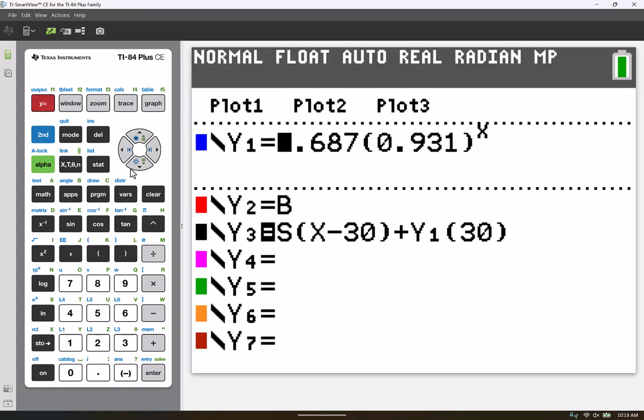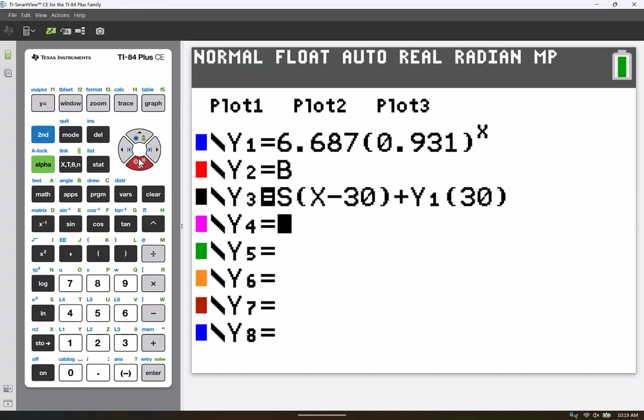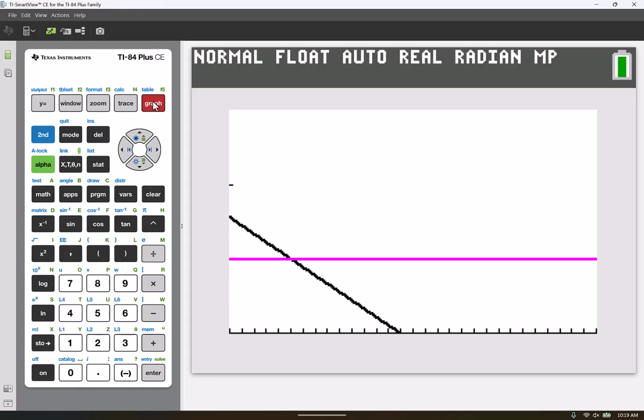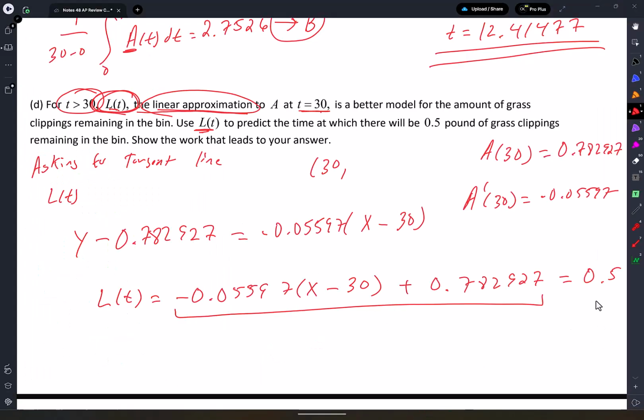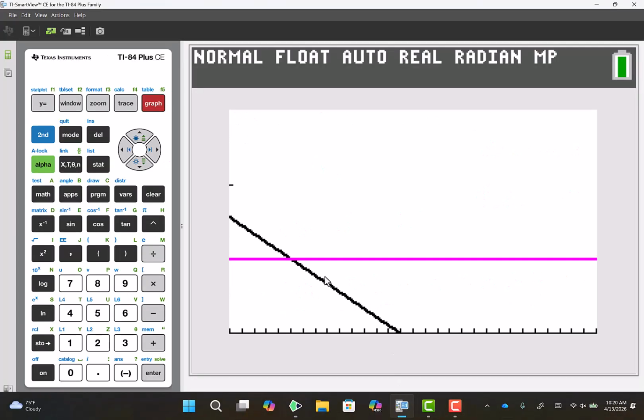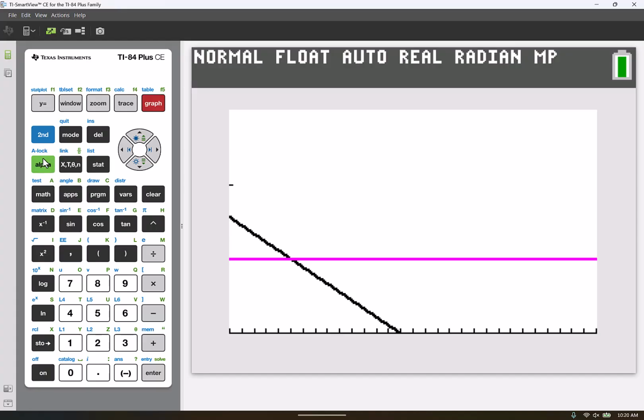Oh, what happened? Oh, I didn't put 0.5. Silly me. Okay, there we go, because it wants to know when it's 0.5, right? 0.5 pounds? Yeah, 0.5. So there it is. What's the time? Do you guys know what I'm doing? Okay.